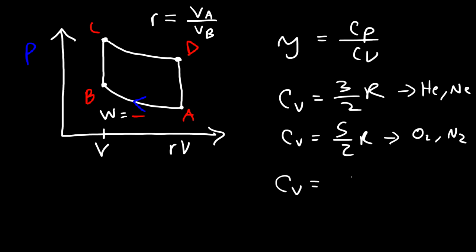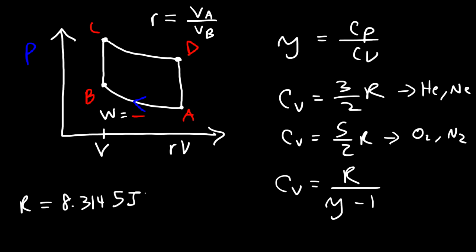Cv can also be calculated by using this formula. It's R over the gamma ratio minus 1. And R is this constant, 8.3145 joules per mole per Kelvin. So those are some things that you want to keep in mind.